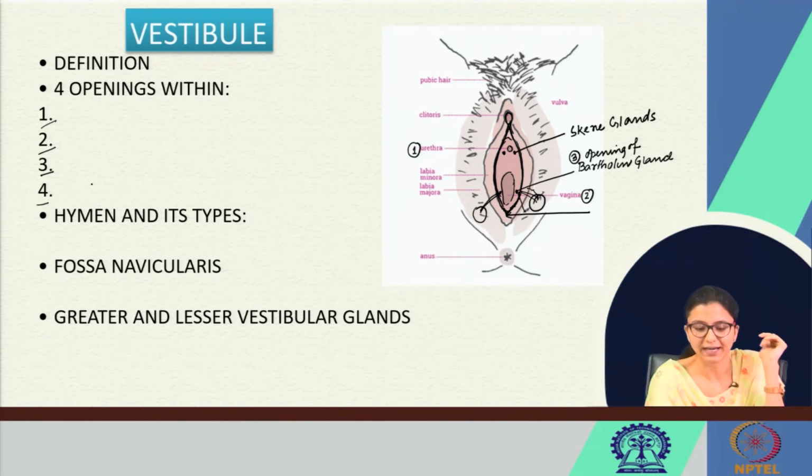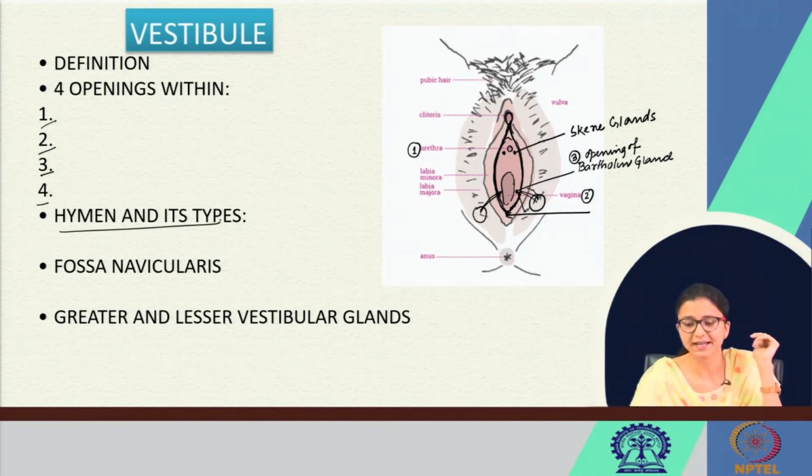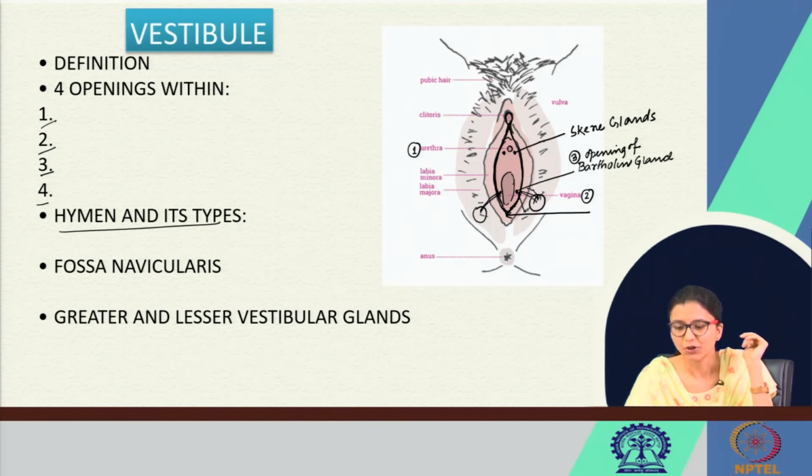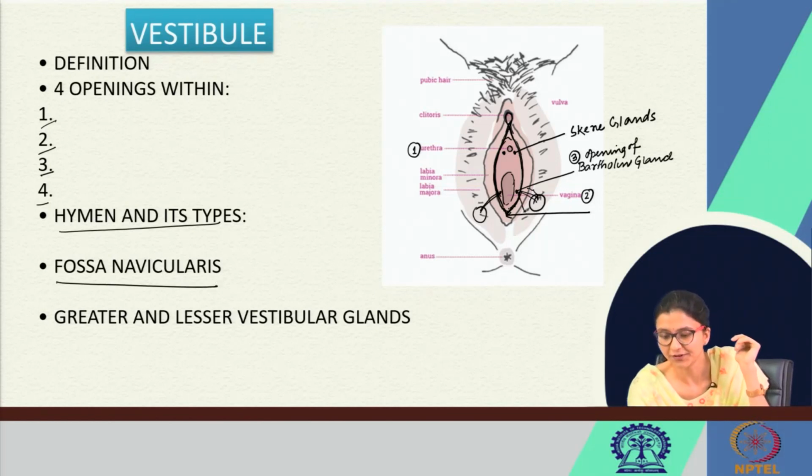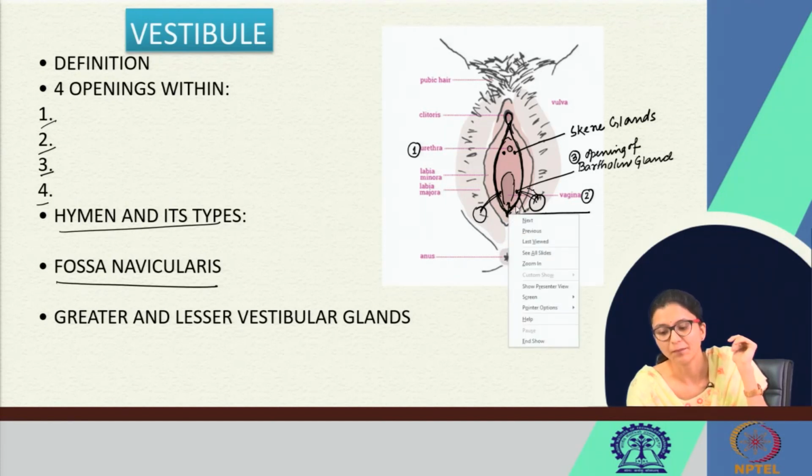Now coming to the hymen. Hymen is actually a structure which is the covering of the vestibule. We will discuss this hymen and its different structures in the subsequent slides. And another structure is fossa navicularis. Fossa navicularis is the part present between the vagina and the posterior end of labia minora.